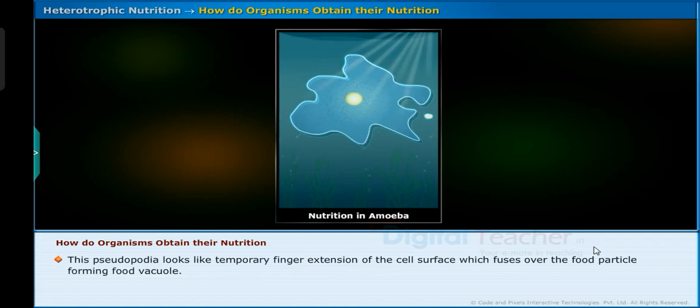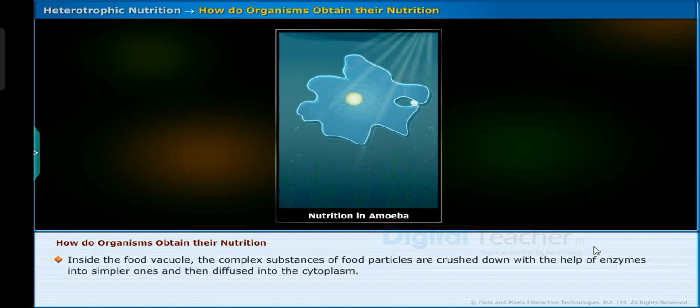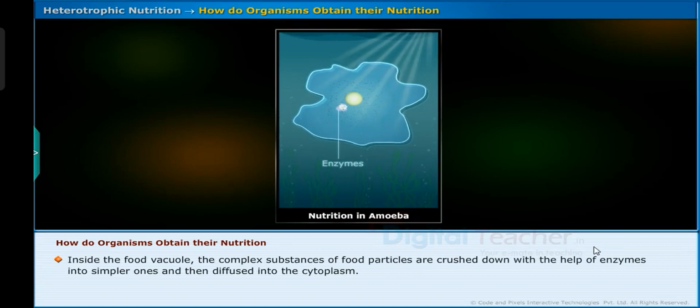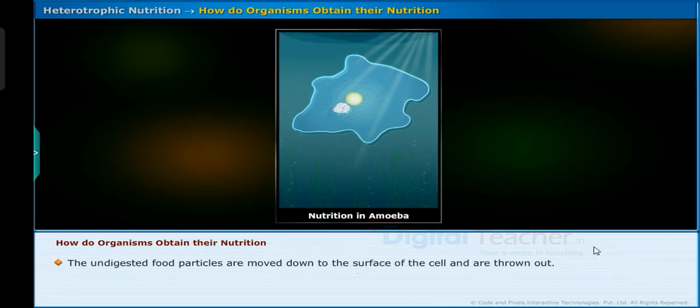The pseudopodia look like temporary finger-like extensions of the cell surface, which fuse over the food particle, forming a food vacuole. Inside the food vacuole, the complex substances of food particles are broken down with the help of enzymes into simpler ones and then diffuse into the cytoplasm. The undigested food particles are moved to the surface of the cell and are thrown out.